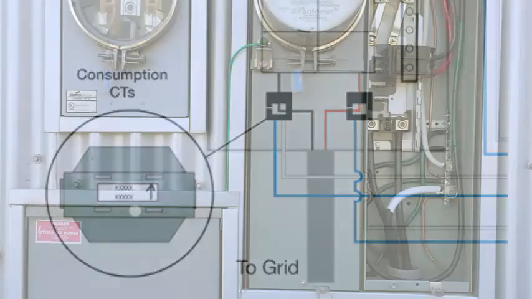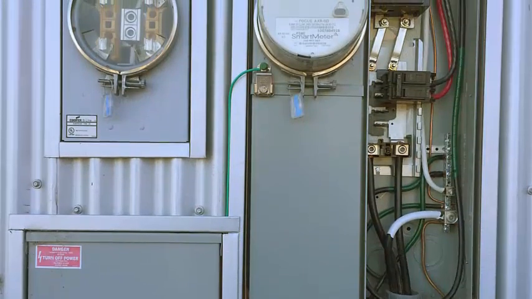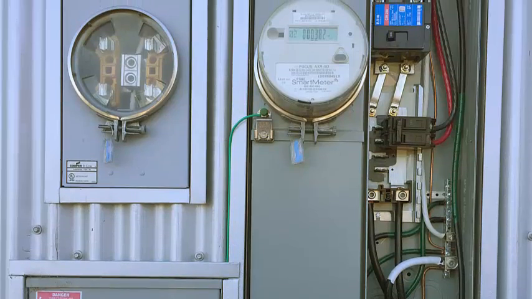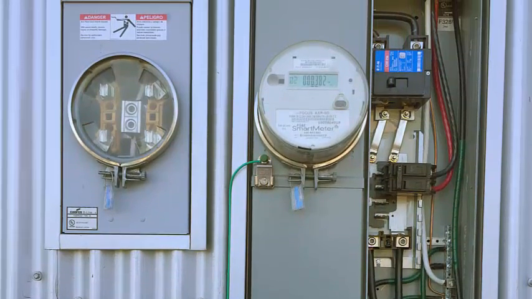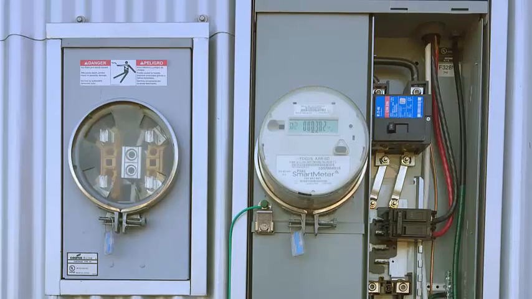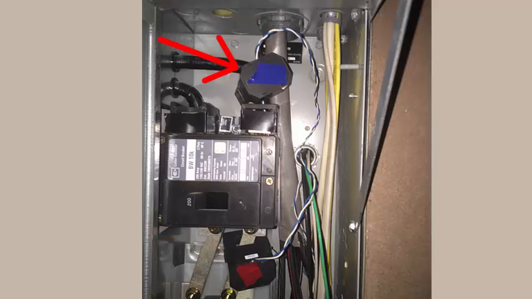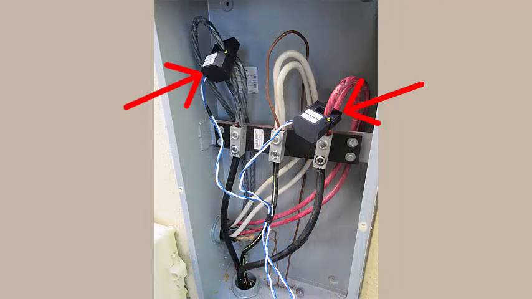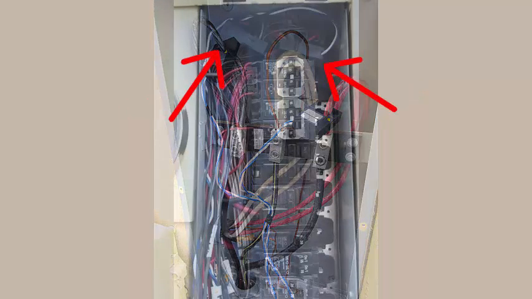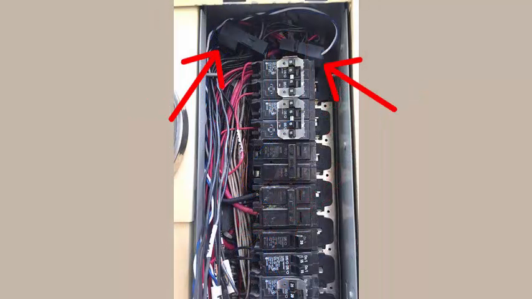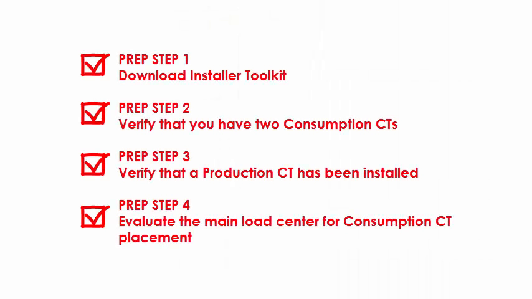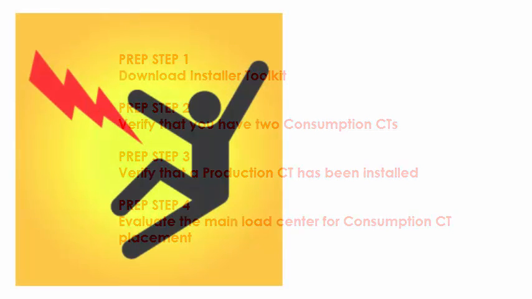If the utility meter is installed in an enclosure separate from the main electrical service panel, the CTs can likely be installed without rewiring the service equipment. Here are some examples of Consumption CT installations. You have now completed preparations and are ready to begin the Consumption CT installation process.